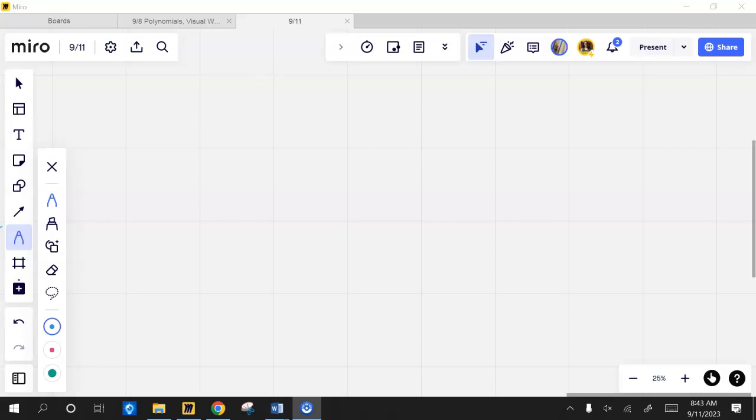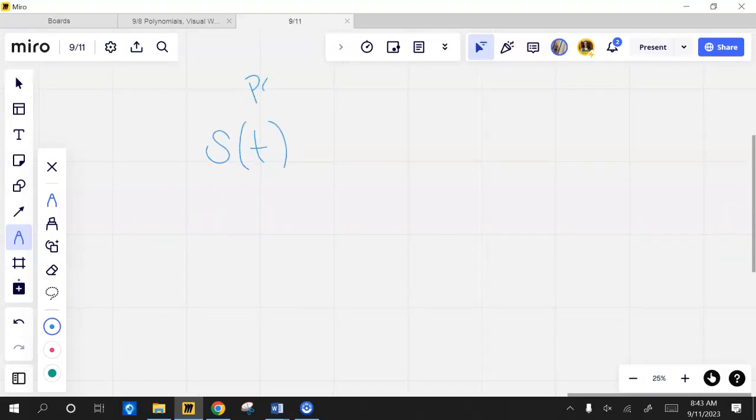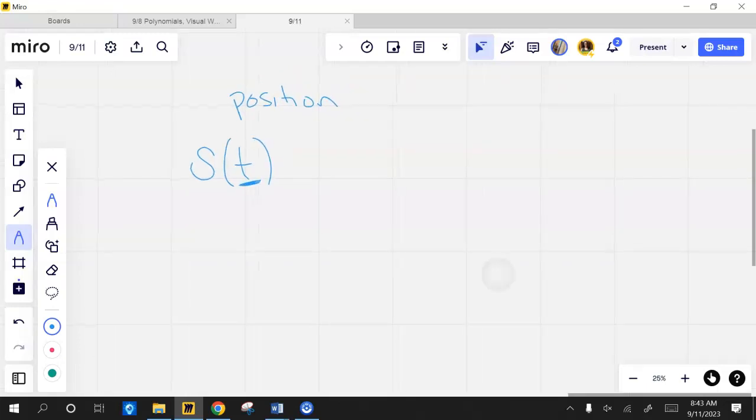All right, here's motion. Here's the easiest way that I know to think about it. You start with this equation. We generally call it S of t, okay? And what that means is that's our position as a function of time.